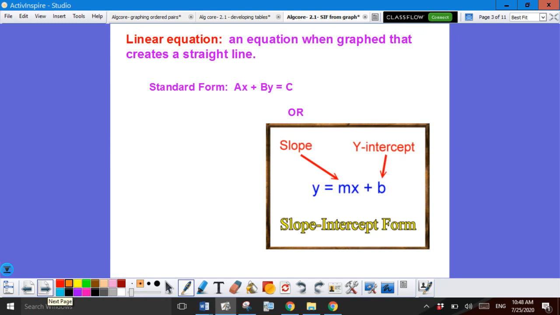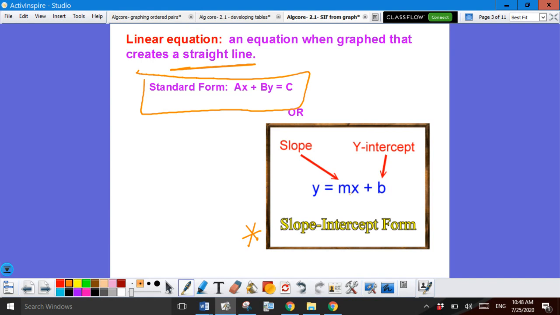In a linear equation, when we have a linear equation, it graphs to a straight line, okay? That is what we're looking at. So the first form that we need to be familiar with is standard form. Standard form is ax plus by equals c, where a, b, and c are numbers. And we will look at standard form a lot throughout this unit, but today is going to be focused on slope-intercept form, okay, which is y equals mx plus b.